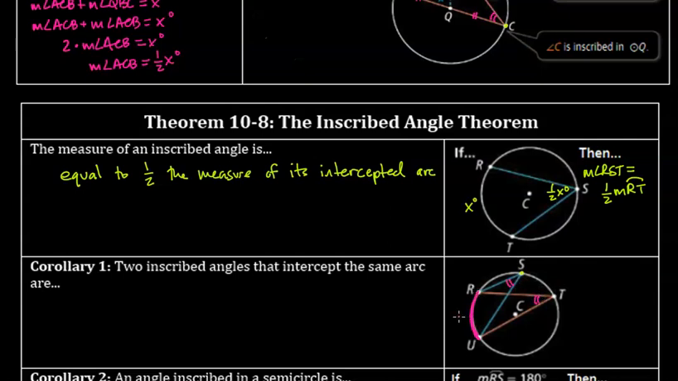So if this was, say, 80 degrees, these would both be 40 degrees. And no matter what I make this arc measure, since these would both be half of that number, they're always going to be the same. So we're going to finish this corollary by saying two inscribed angles that intercept the same arc are congruent.